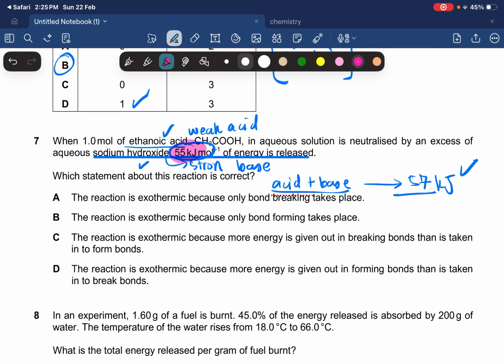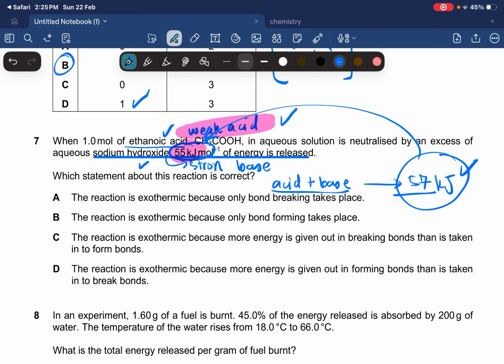We're releasing less energy. Why? Because we're using a weak acid. Whenever we use a weak acid, some of the energy that's released is used to ionize the acid. That's why. The reaction is exothermic because only bond breaking takes place. No, in exothermic reactions, more energy is released in bond making than in bond breaking.